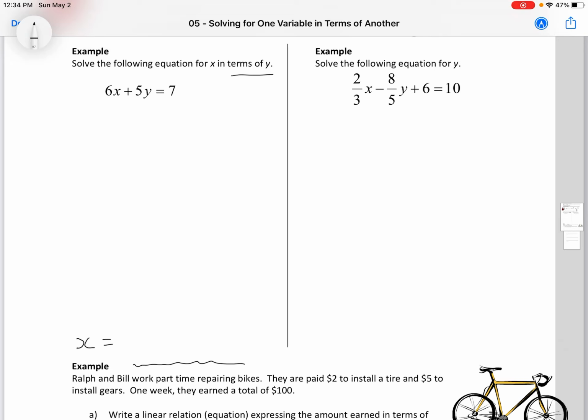So how do I do that? Well, if I look at my equation, I go 6x plus 5y equals 7. I only want x on the left-hand side of the equal sign, so I don't want this 5y on the left-hand side of the equal sign anymore.